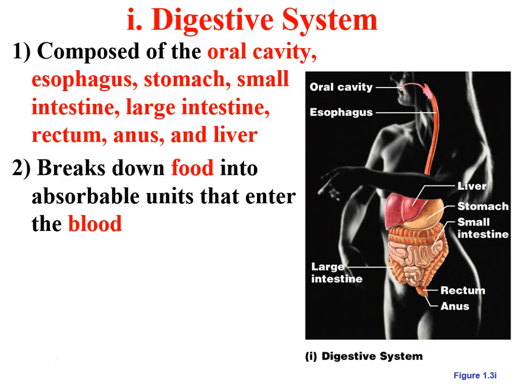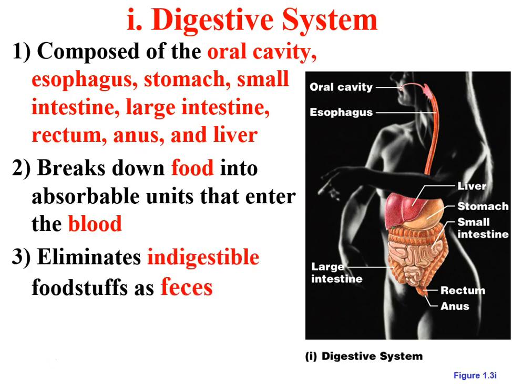What the digestive system does is break down food into absorbable units that enter the blood. So it processes food. It eliminates indigestible foodstuffs as feces. So it gets rid of the waste that the body can't use.